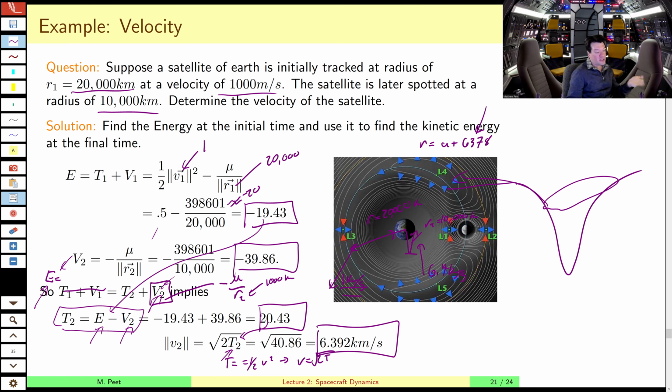So again, you can see this trade-off where we've now sacrificed some potential energy, moved down the well. That potential energy has all been converted to kinetic energy. So all that potential energy, now in the form of kinetic energy, is causing our spacecraft to move much faster. That's the first problem.